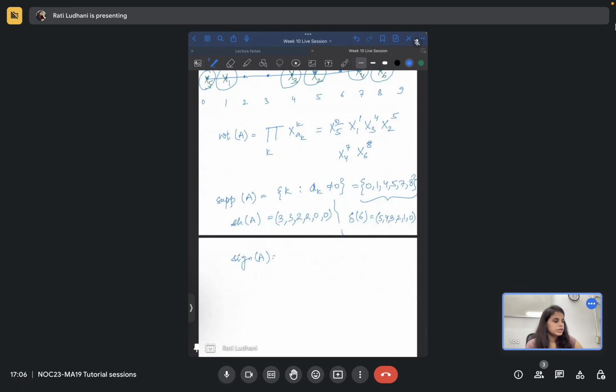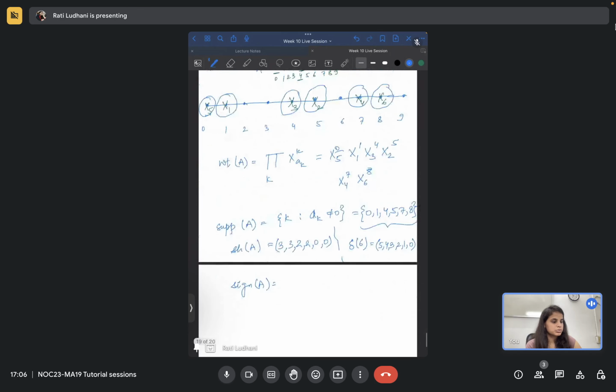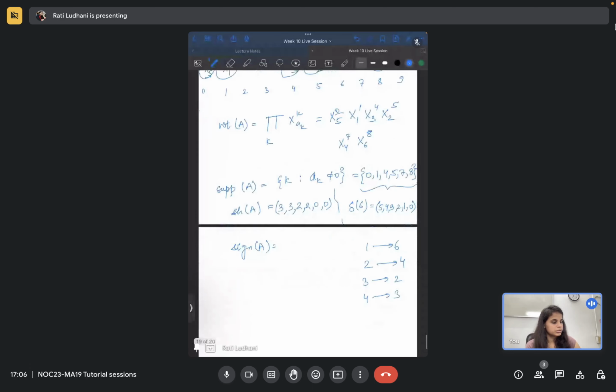Sign of A. Let's see where it is going. 1 is going to 6, 2 to 4, 3 to 2, sorry, 4 to 3, and 5 goes to 1, and 6 goes to 5.